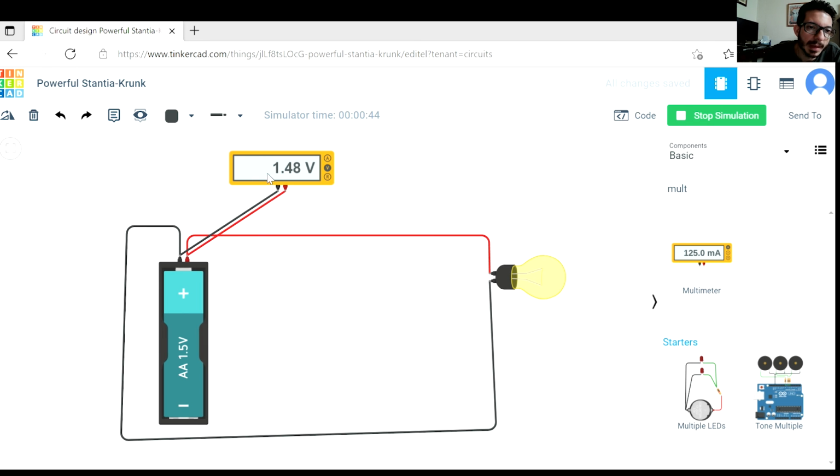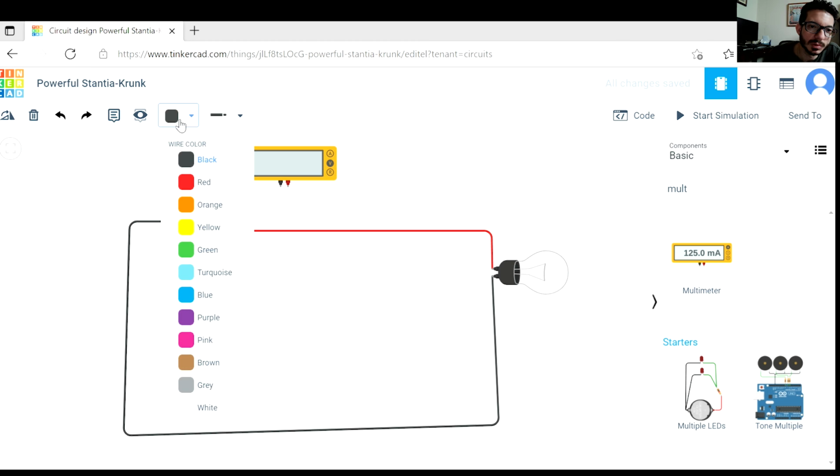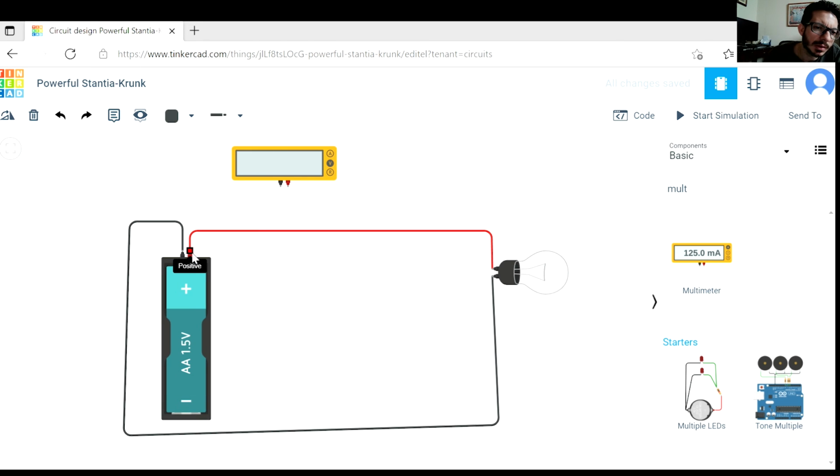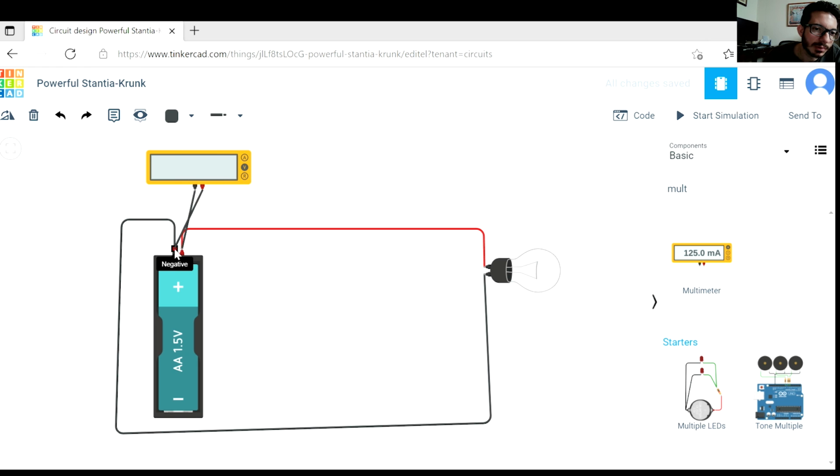Now, what we said before is if you measure your potential from the negative point instead of the positive point, you go back to black: we take our black probe to our positive and our red probe to our negative. When you measure, this is going to be negative 1.48.